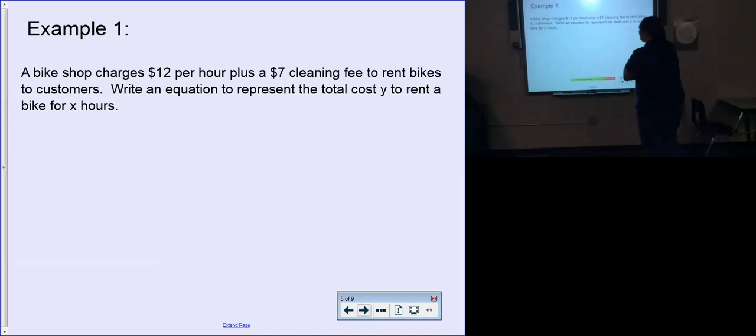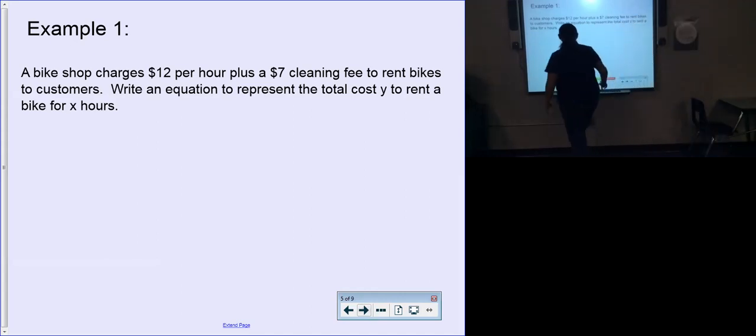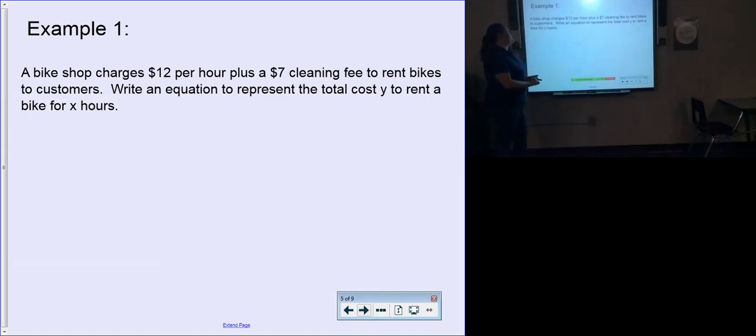So a bicycle shop charges $12 per hour plus a $7 cleaning fee to rent bikes to customers. Write an equation to represent the total cost Y to rent a bike for X hours. With word problems, anytime you see them, underline what's important. That's always going to be your key thing. Underline, circle, whatever you need to find out what's important. That's what you need to do to make it pop out to you.